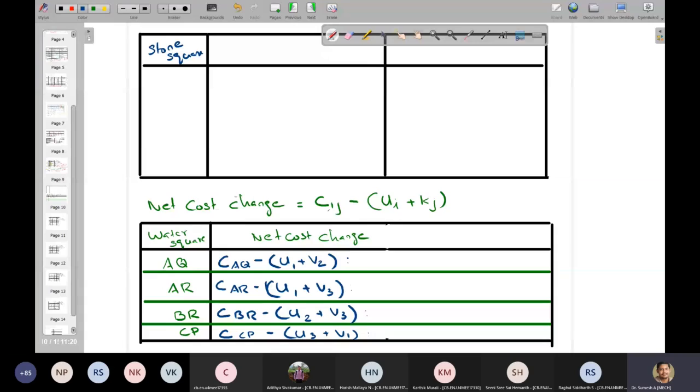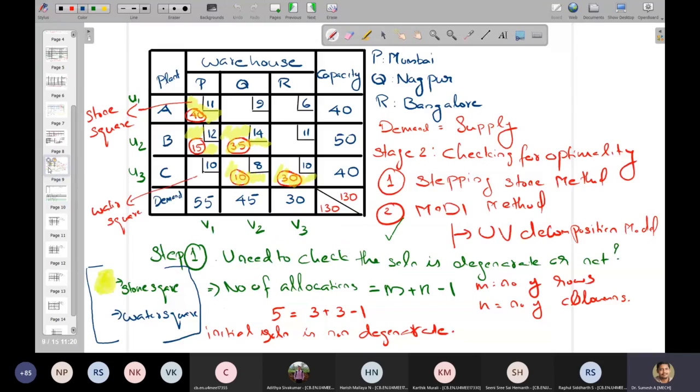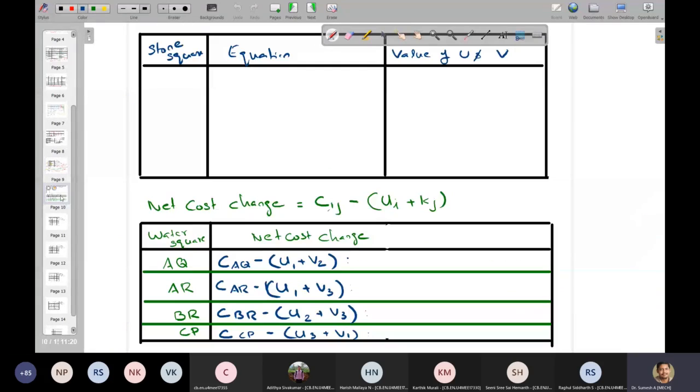So from the stone square equations, I can form the equations and get the values of U and V. So what are the stone squares here? They are AP, BP, BQ, CQ, and CR.